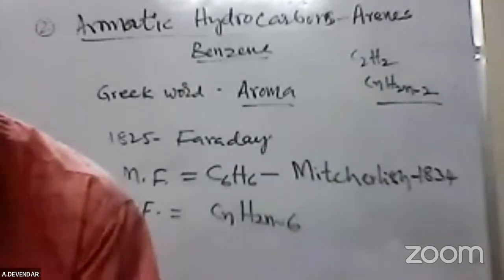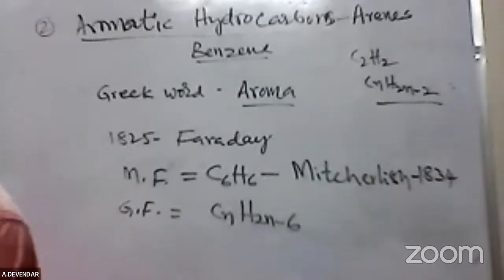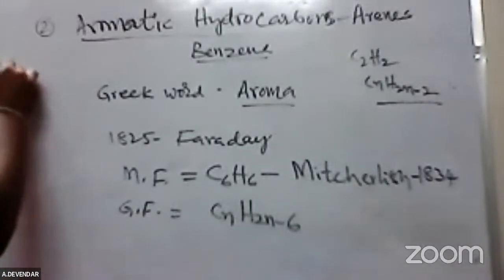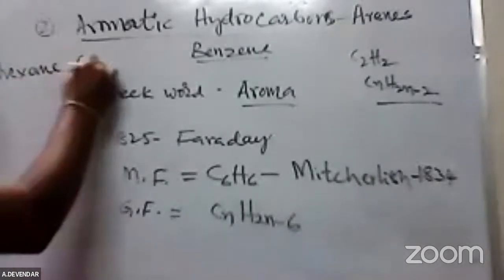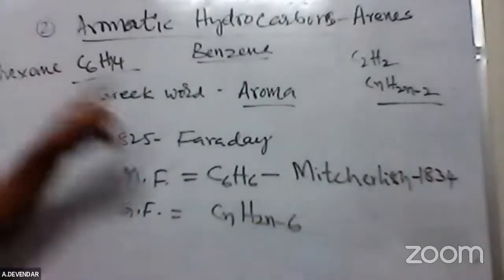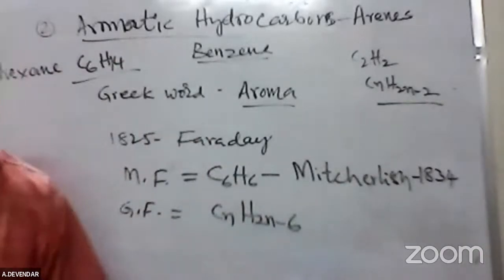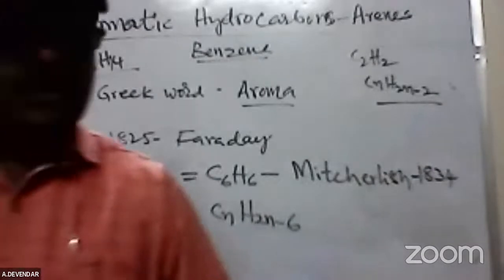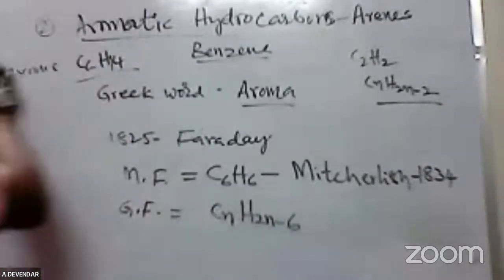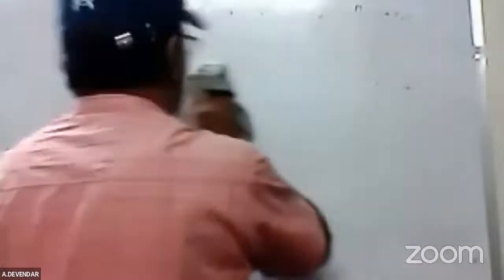Why? Because it is a very unsaturated hydrocarbon. If the formula is hexane, hexane means C6H14. This is hexane, a saturated hydrocarbon. But this is C6H6. How many hydrogens fewer is this? So many scientists observed the structure of this hydrocarbon, that means the benzene structure. In the examination, there is a 10 marks question on the structure of benzene. What is the structure of benzene?